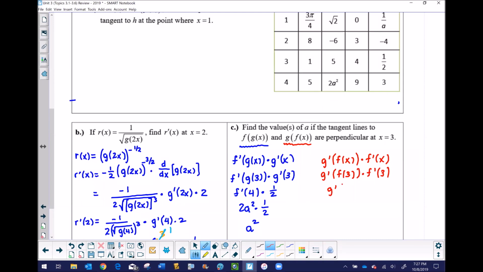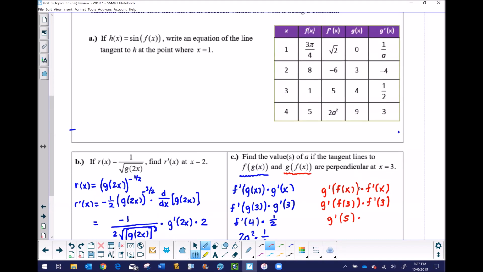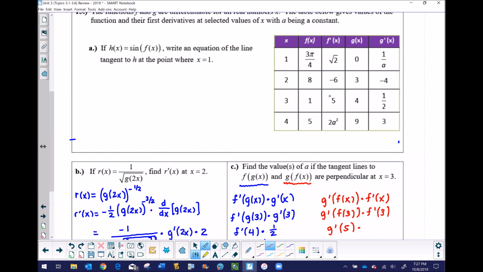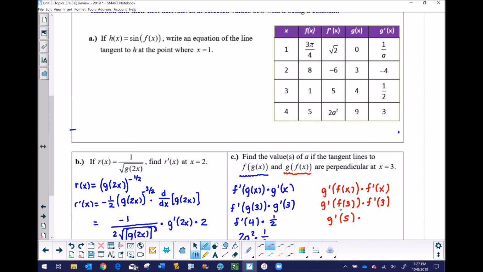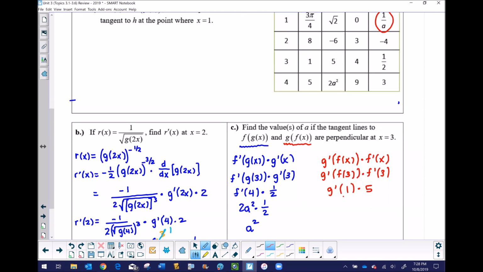We can take that 5. We like 5. 5's cool. F prime of 3 is, okay, Mr. Record's silly. Let's go back. F of 3 is 1. I did that backwards. F of 3 is 1. F prime of 3 is 5. There's that 5. I knew I wanted 5 in this problem somewhere. G prime of 1 is, oh, great, something else with an a in it. So 1 over a times 5, of course, is 5 divided by a.